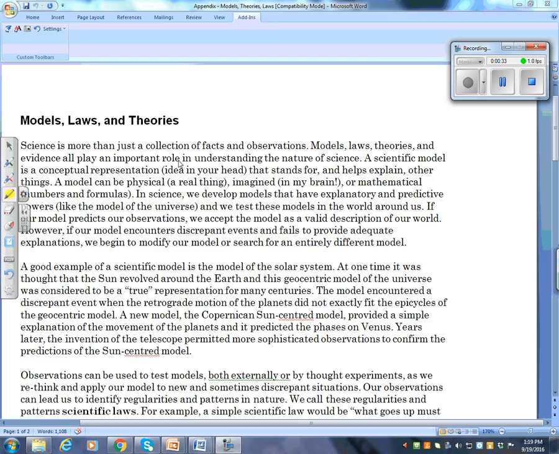Science is more than just a collection of facts and observations. Models, laws, theories, and evidence all play an important role in understanding the nature of science. A scientific model is a conceptual representation, an idea in your head that stands for and helps explain other things. So a model is a way to help explain other things.